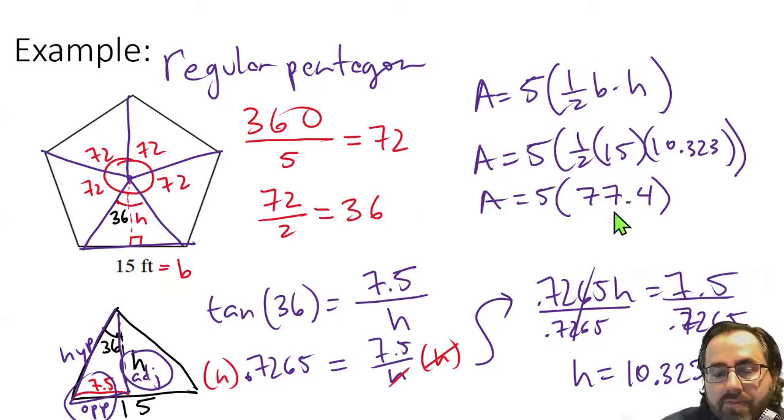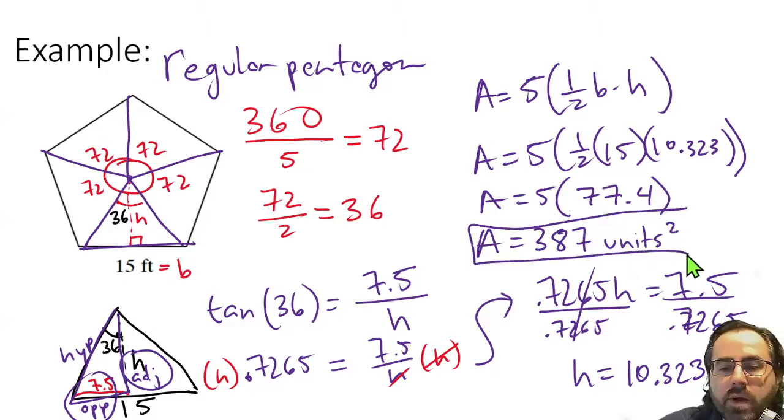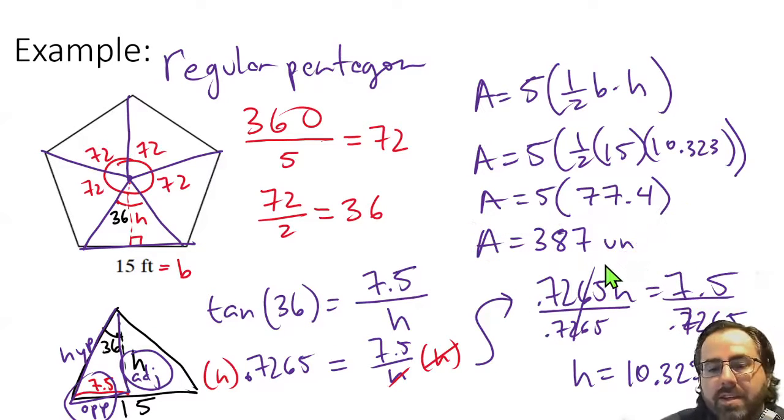And then times 5 is the area of the entire polygon. And the area of the entire polygon would be 387. That's just 5 times 77.4, 387 units squared. And that would be like feet squared or meters squared or whatever your units are. Oh, hey, our units are feet. So we're going to put feet squared.